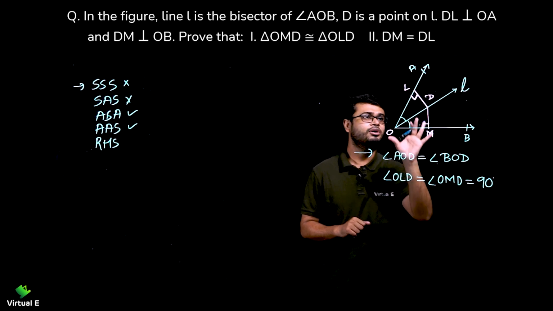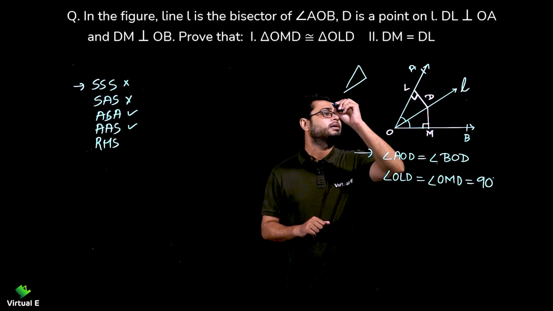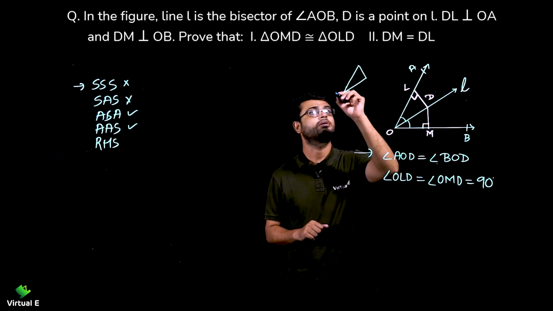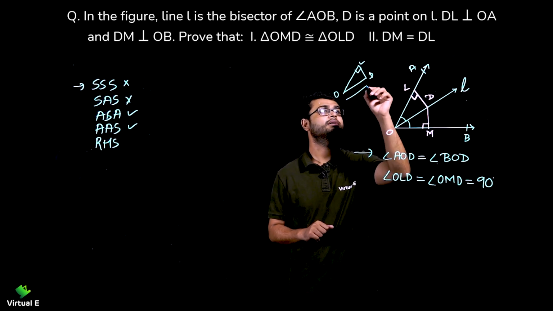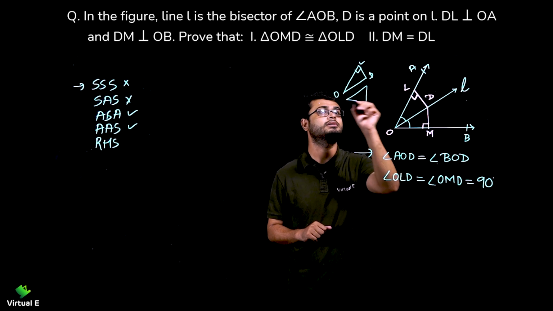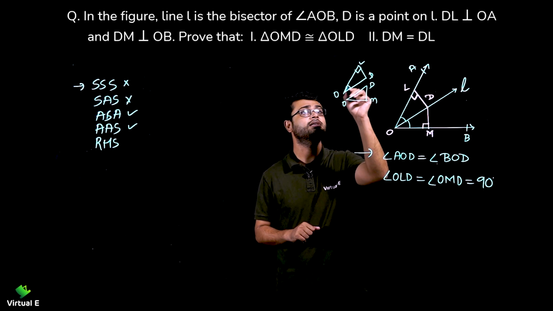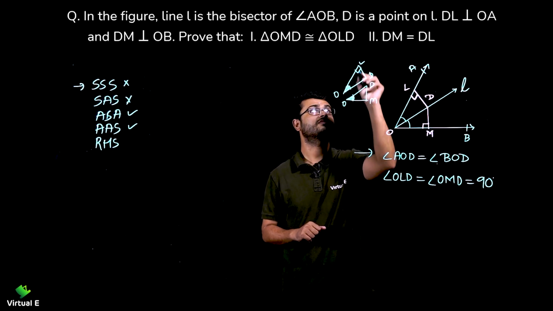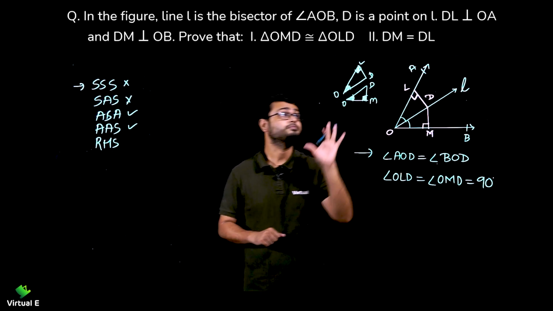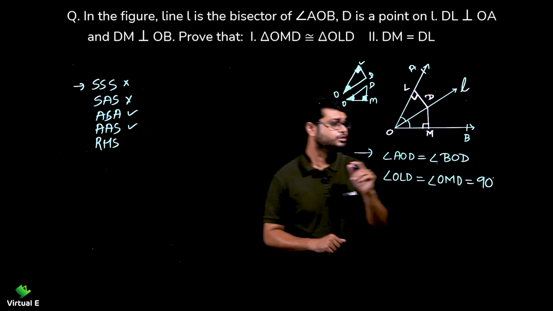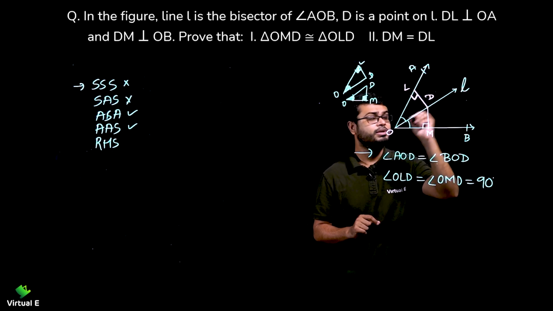So when we talk about this upper triangle, let me draw over here. It is OLD, this is 90, and here ODM. So this angle and this angle are equal so far. Two angles we have. Now let's talk about this side. I told you, common side. Let's think about the common side. See, OD is common in both of them.